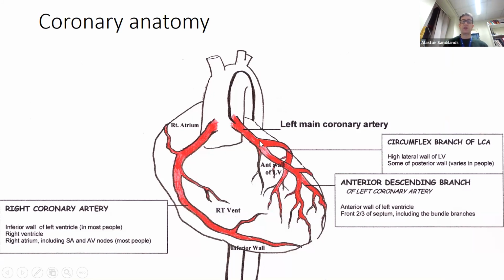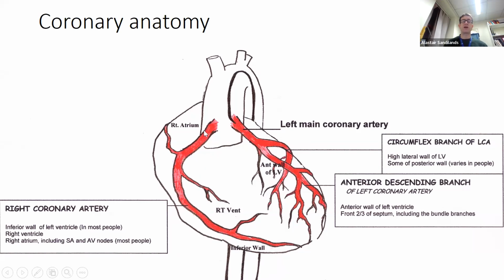The left main also splits into the circumflex that goes down the back of the heart. The circumflex branch supplies the posterior wall, but this varies in people, the high lateral wall of the left ventricle. And then lastly, the right coronary artery comes down. It gives off a right atrial branch and a right ventricular branch.